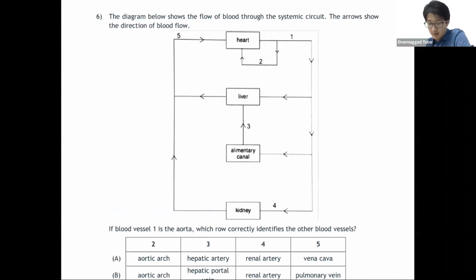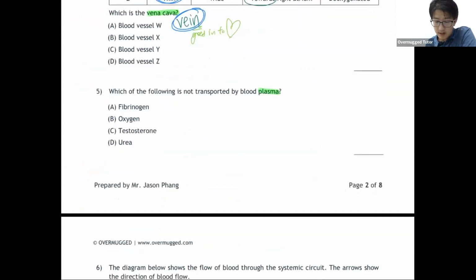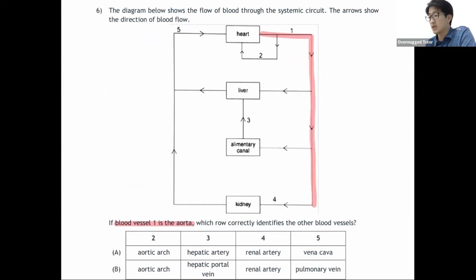Direction of blood flow. Think about what I shared with you earlier on. A for away, A for artery, away. So all the arrows pointing away are arteries. So they gave you already blood vessel 1 is the aorta. This is the aorta. Okay, actually the entire thing is aorta. What are the other vessels? Can make use of question 4 as well. Question 4 gives us the answer for vena cava already.